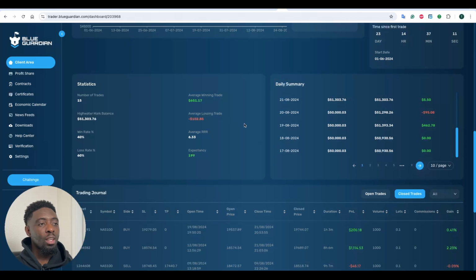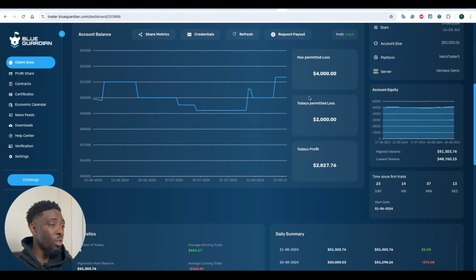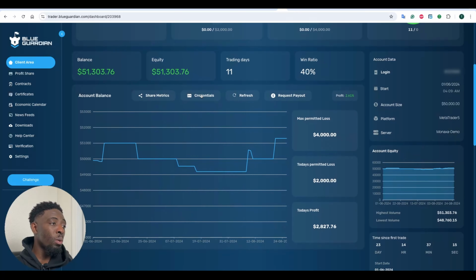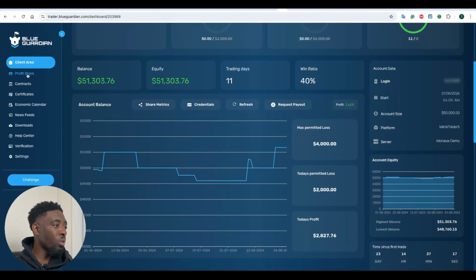So that's it with swing trading. I think I've shown you guys everything, and let's go to the payout thing. So let's go to the profit share.